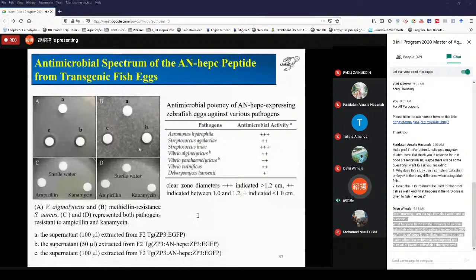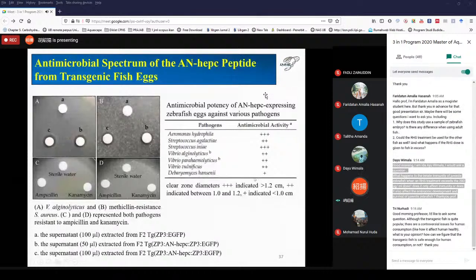And we also determine the activity against different pathogens. So here shows the different aquatic pathogens, such as Aeromonas, Streptococcus, and some Vibrio species. Okay, for all pathogen species, the antimicrobial peptide hepcidin can show antibacterial activity here.